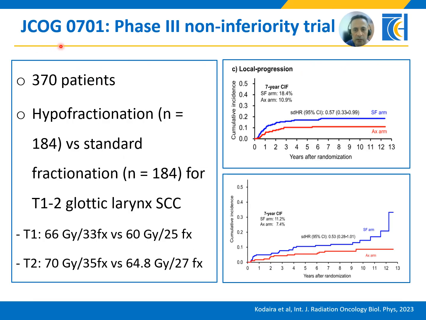Japanese Clinical Oncology Group 0701 is a phase 3 randomized clinical trial of hypofractionation, 2.4 gray per fraction, versus 2 gray per fraction. This trial included patients with T1, T2 glottic larynx SCC. T1 patients were randomized to 66 gray in 33 fractions versus 60 in 25 fractions, while T2 patients were randomized to 70 gray in 35 fractions versus 64.8 in 27 fractions.